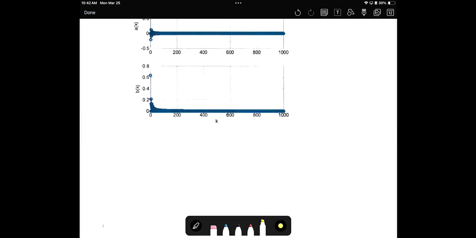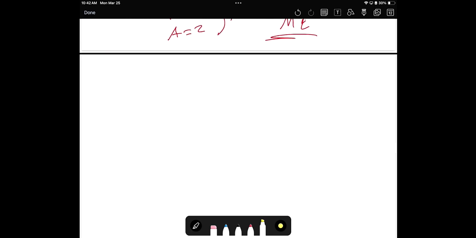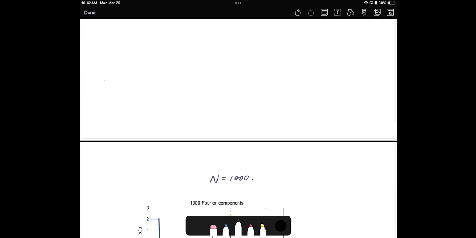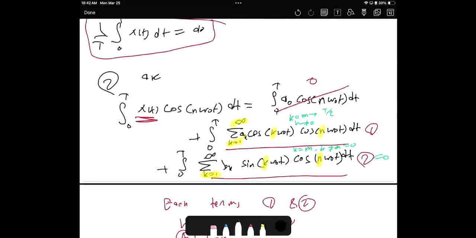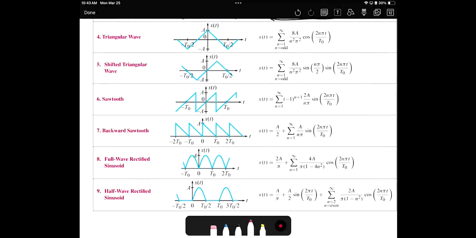Okay, so that's one example of using the pulse train. Now let's go to another example, the sawtooth signal. Go to the table. Sawtooth, is it here? It's here.